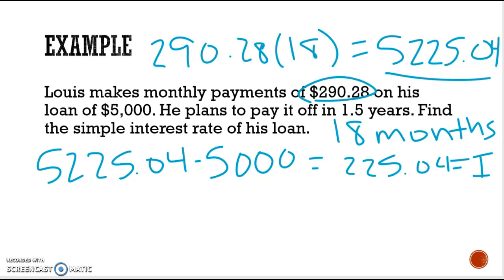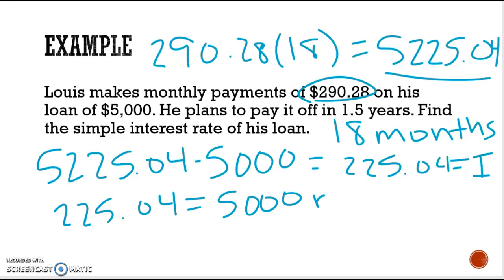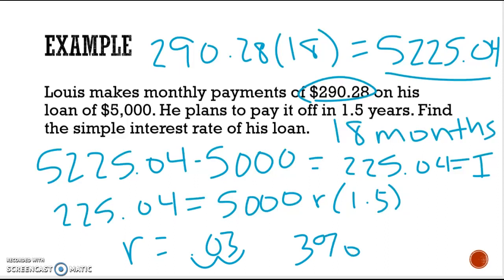So when we plug it into our formula, it's going to be 225.04 equals the money he put in, the $5,000, the rate we don't know, and the time is 1.5 years. Notice how I went back to 1.5. I'm not using the 18 because it has to be in years. So you're going to type in 225.04 divided by 5,000 divided by 1.5. This gives you an answer of about 0.03. When we move our decimal, this is actually 3%. So his loan is being given to him at a rate of 3%.